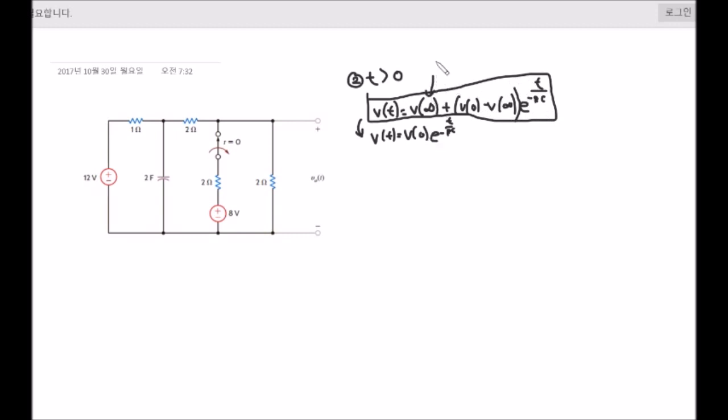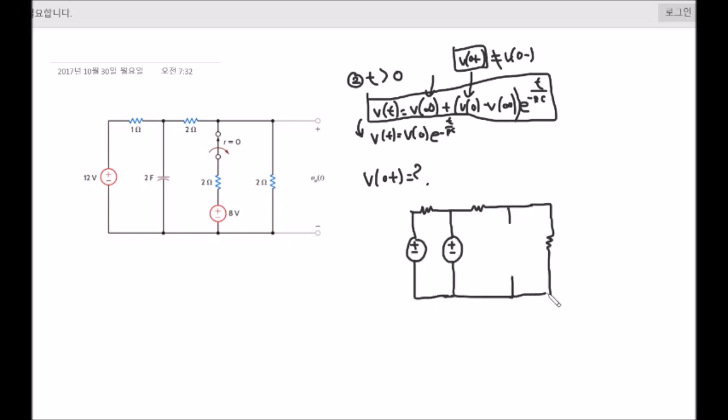This right here is the voltage value when time goes to infinity. And this right here is the voltage value right after the switch is turned on. This can be different in some cases from 0 minus, which is the voltage just before the switch is turned on. So we are trying to find out the value of this. In order to find this value, we need to redraw the circuit. Since the switch is turned on, this is now an open circuit, and just after time t0, the capacitor will work as a voltage source because it is able to store a voltage for a short amount of time.